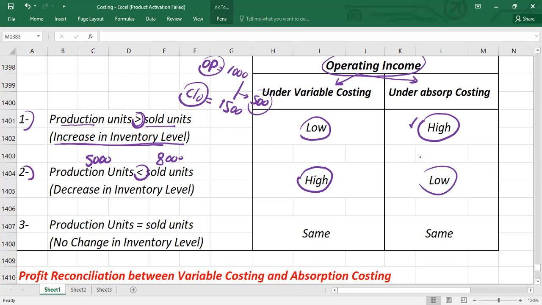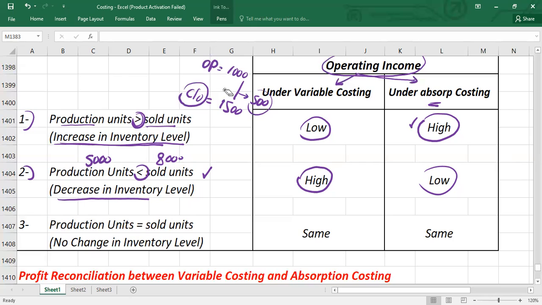Why? When production is less than sales, ending inventory contracts, and under absorption costing, fixed cost embedded in the beginning inventory get expensed, whereas under variable costing, only the current period fixed costs are expensed. Therefore, when production is less than sales, operating income is higher under variable costing than it would be under absorption costing. So guys, this is also called decrease in inventory level.